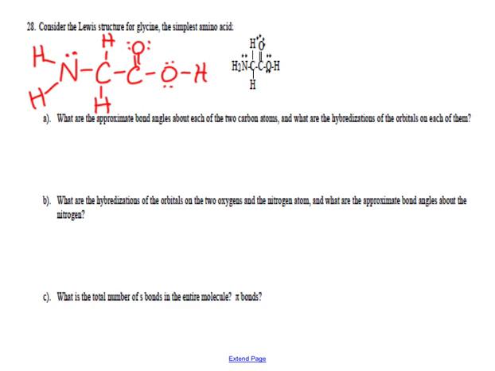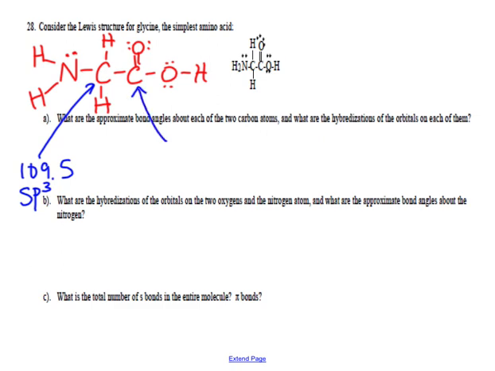All right, what's the bond angle around each of the 2 carbon atoms and the hybridization? So starting with this carbon atom here, what are the bond angles? First thing, how many areas? 4. So what are the bond angles? 4 areas that are all bonded. 109.5. And what's the hybridization of that? sp3. Good.